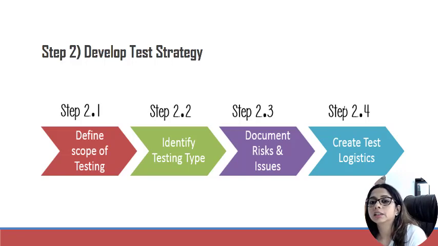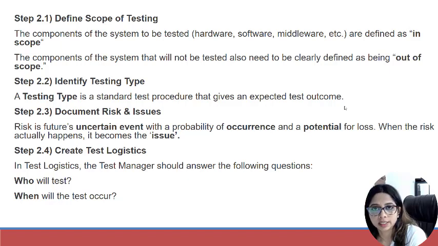And finally, in the test strategy development, you have to also decide about the logistics. Logistics means who will test, who is doing what in the team, and when will the test occur. So the entire logistics of the testing should also be created as a part of the testing strategy creation. So these are the 4 sub steps in the test strategy development.